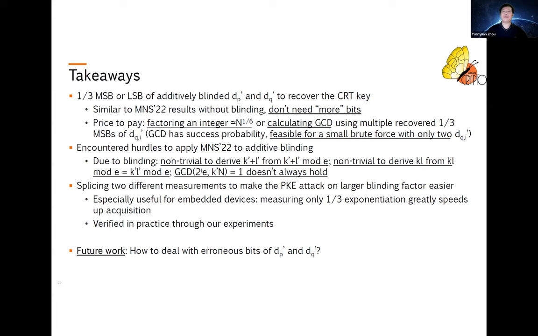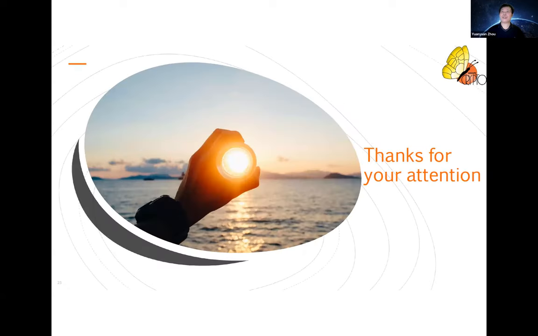There's an open problem left. How can we deal with the errors in DP prime and DQ prime? In the side channel application we did here, we just recover more traces, and then we try to solve this problem. But we need error-free DP prime and DQ prime. Thanks for your attention. I'd like to take your questions.